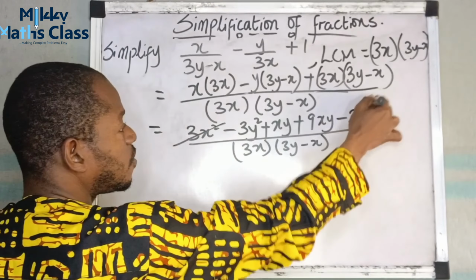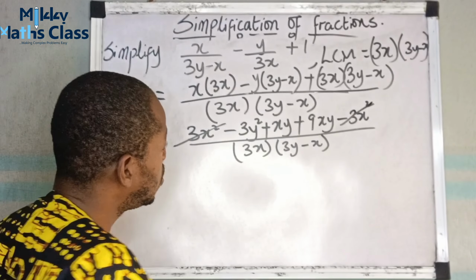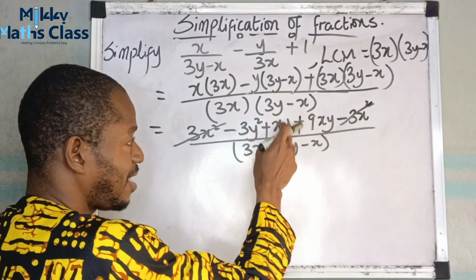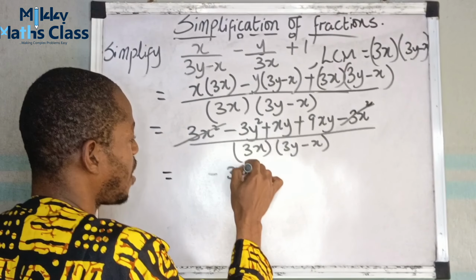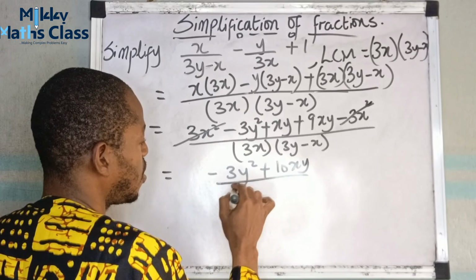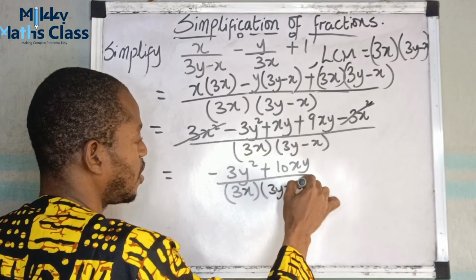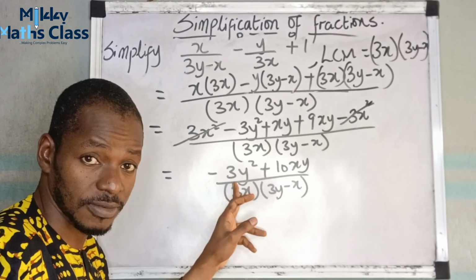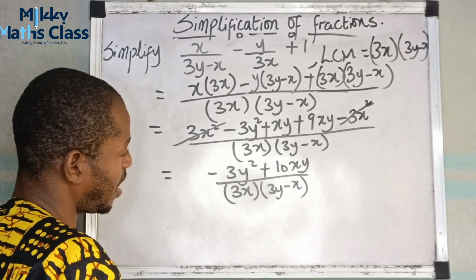So from here, let's collect like terms. 3x squared and negative 3x squared, we cancel out. Let's look at another thing we can simplify. We can simplify this, this will give us 10xy. So that's negative 3y squared plus 10xy over 3x into bracket 3y minus x. Now, what is common between these two terms? We have y being common. So we'll bring out y there.